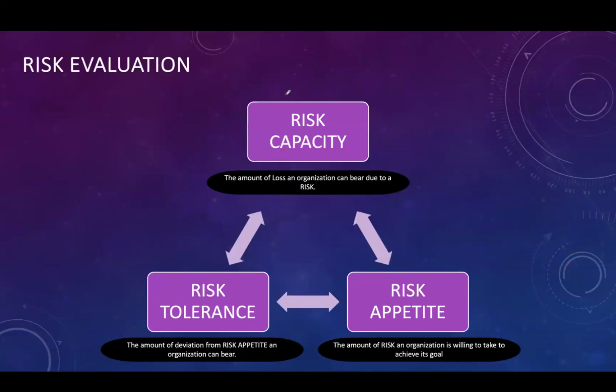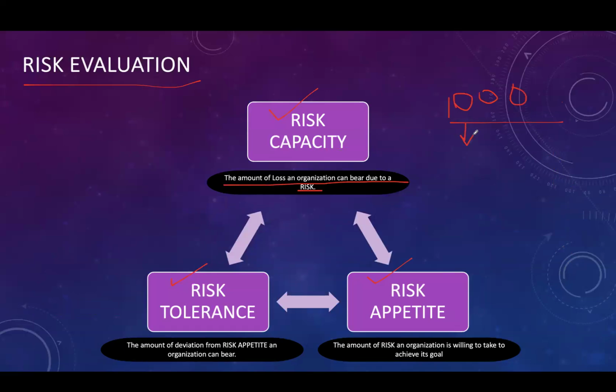Now next is risk evaluation. Risk analysis is different from risk evaluation. As I've already informed you, we have three terms in risk evaluation: risk capacity, risk appetite, and risk tolerance. Risk capacity is the amount of loss an organization can bear due to a risk. We gave you an example earlier, like if we are earning a certain amount of money from a business process, let's say $1,000 a month. So this is our maximum capacity which we can bear due to a risk.